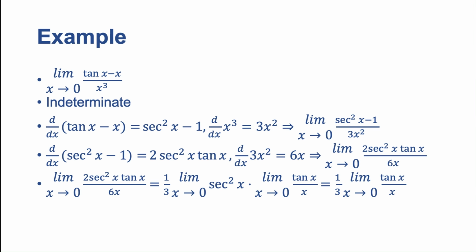Okay, so finally, we are going to do just a little bit more. We're going to apply L'Hopital's rule one more time. We're going to differentiate tangent x over x. So if I differentiate tangent x, I get secant squared x, and if I differentiate x, I get 1. So that leaves us with 1/3 times the limit as x approaches 0 of the secant squared of x over 1, which, of course, is 1/3.